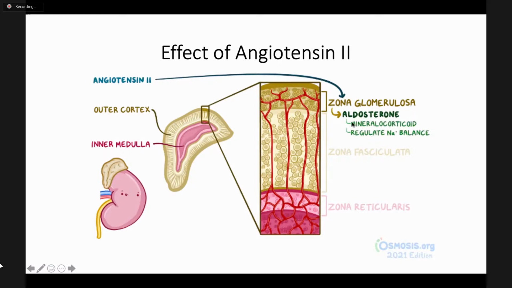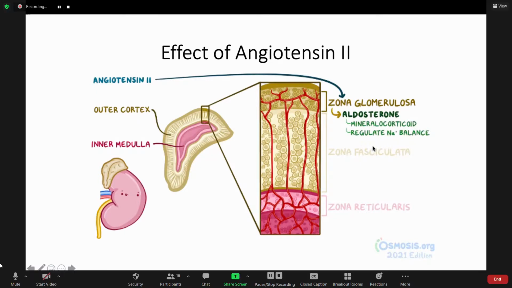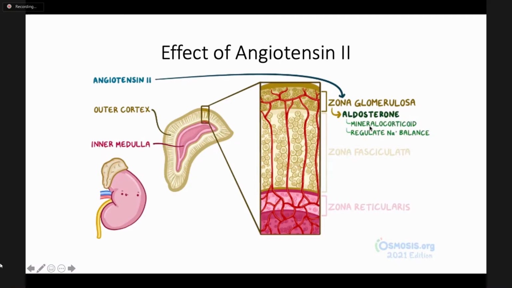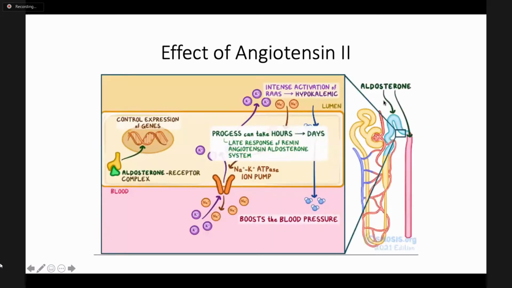So aldosterone is actually a mineralocorticoid that will regulate sodium balance. But of course sodium will affect water, because water will always follow the movement of sodium. So another effect of angiotensin 2 is that it will stimulate the adrenal gland to secrete aldosterone. Okay, what will aldosterone do?